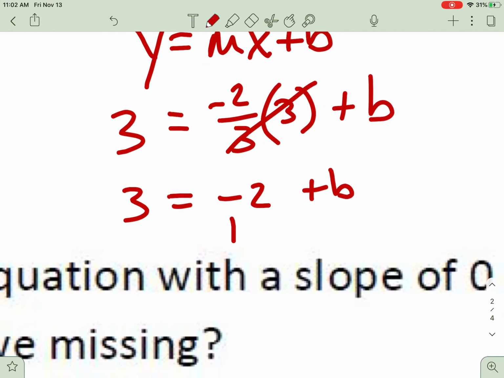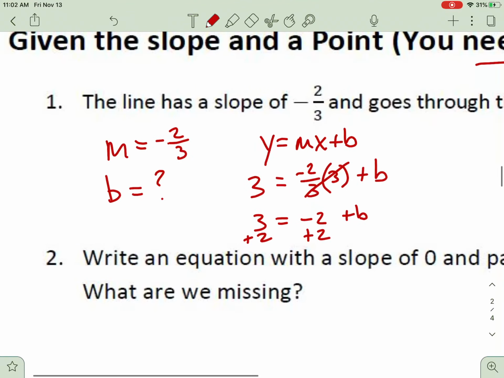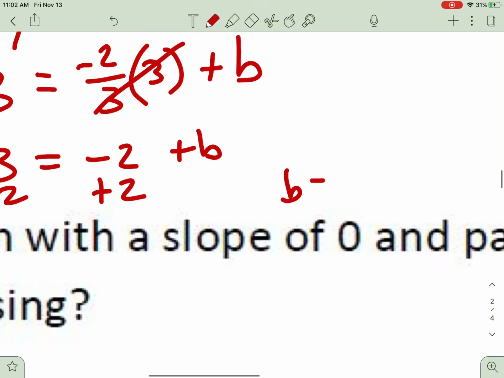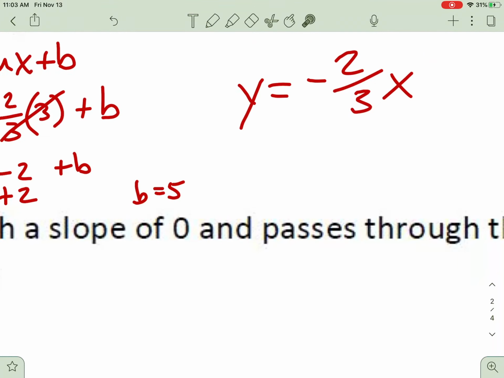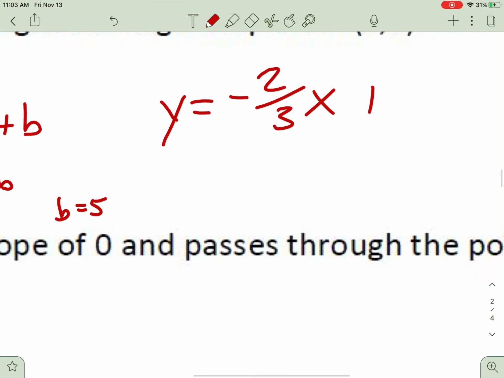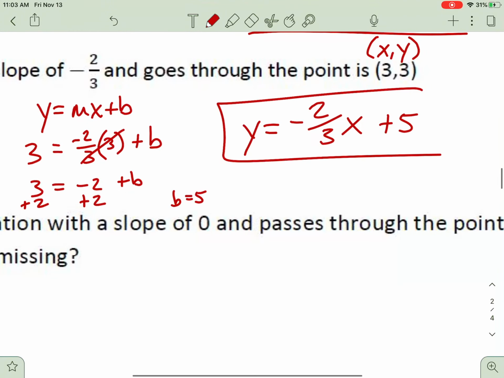All right, we want to get b by itself, so we're going to add 2. And 3 plus 2 is 5, so b is 5. So now our formula: y equals negative 2/3 was our slope, x, and our b value is 5, so plus 5. Done.